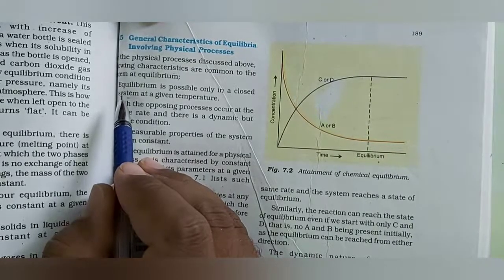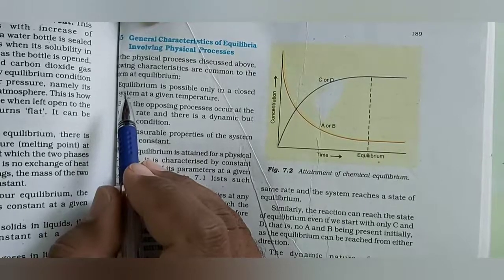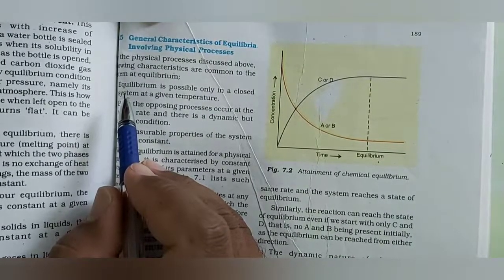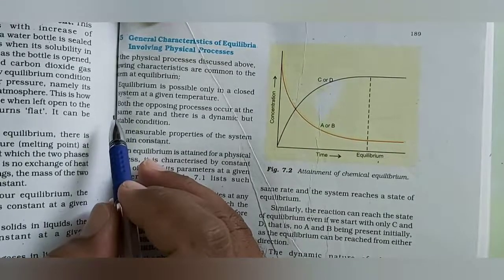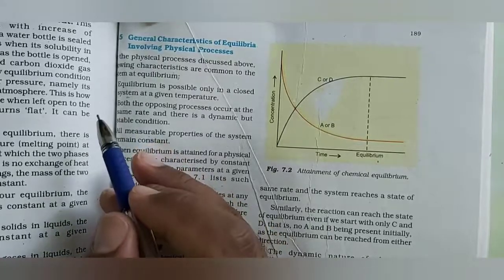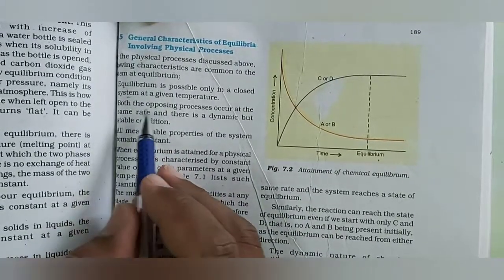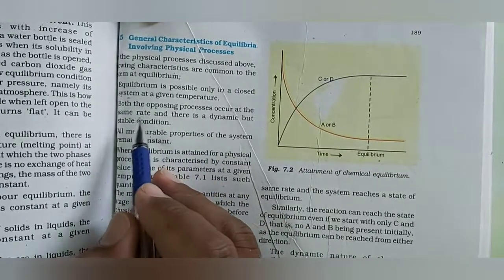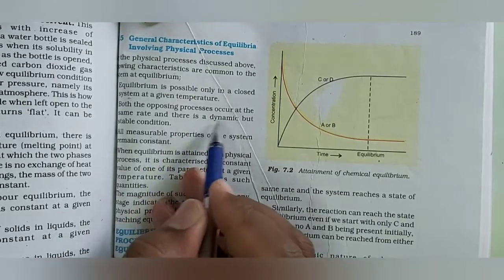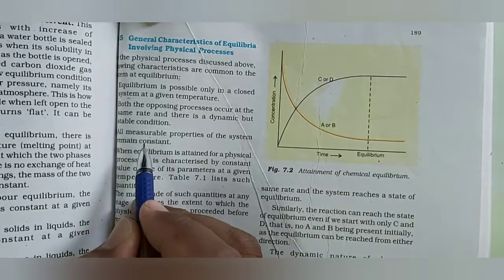In an open system, equilibrium is not at all possible because the gases can escape and will be mixed with the atmosphere, in which they cannot come into contact with the liquid, in which continuously liquid is going towards the gas, and there is no chance of equilibrium. Next, both the opposing processes occur at the same rate and there is a dynamic but stable condition. Dynamic equilibrium but stable condition. All measurable properties of the system remain constant.